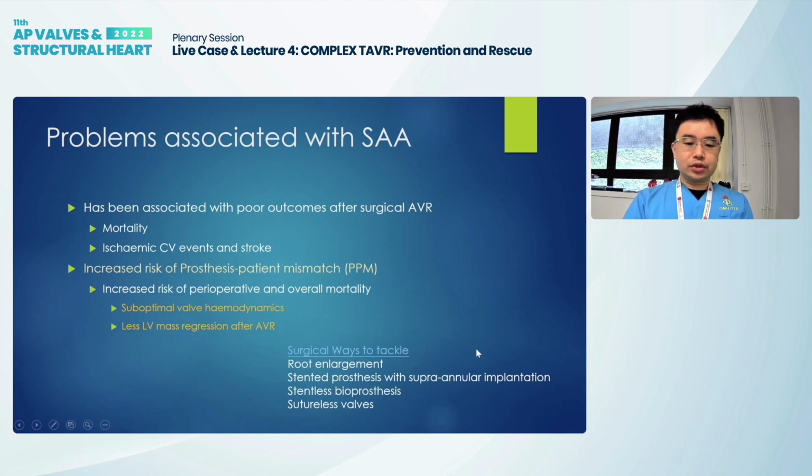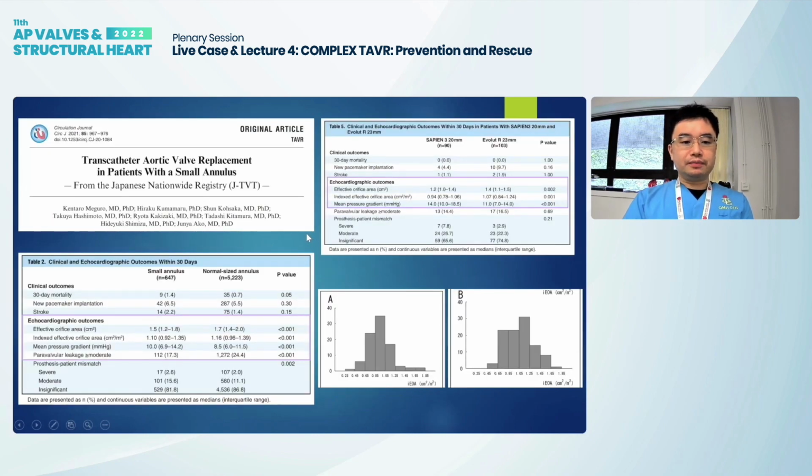So there are many surgical ways to tackle this, for example, root enlargement, putting in a standard prosthesis with supraannular positioning, and use of stentless prostheses or sutureless valves. From Japan, our experience, this is a J-TVT registry comparing small annular size and normal sized annuli undergoing TAVI.